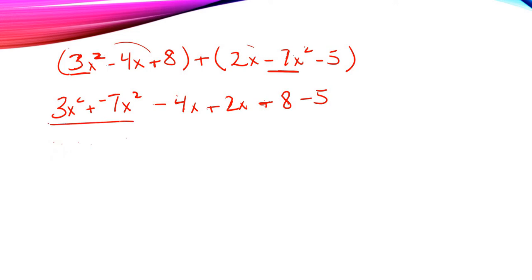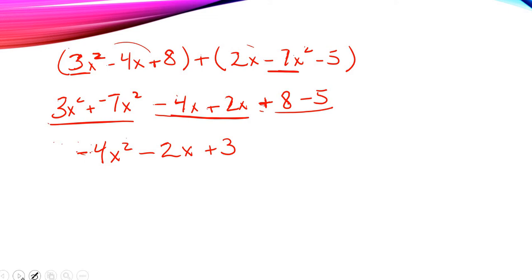Okay, so 3x squared plus a negative 7x squared, or minus 7x squared, is negative 4x squared. Combining these two, a negative 4 plus a 2 is a negative 2x. And combining these two, a positive 8 and a negative 5 is a plus 3.